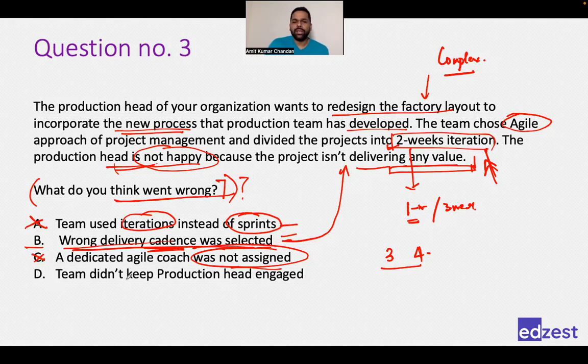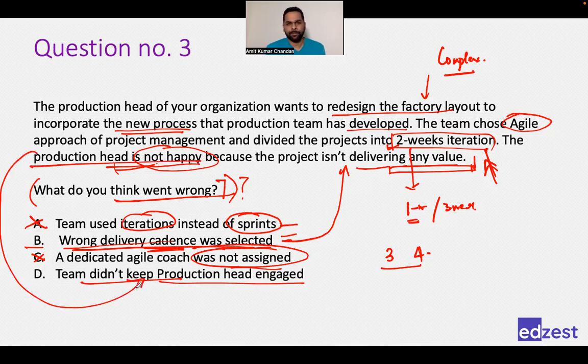Then we go to D. Team did not keep production head engaged. Now, if you misunderstand the question, then you may select this as a choice, that the production head is not happy because the team did not keep them engaged. But that's not the case. The cause is already mentioned in the question. Production is not happy because the project isn't delivering value. So you don't have to find another reason for why the production head is not happy. You have to find out why the project is not delivering value. So you are going for the root cause of unhappiness, or why the production head is suddenly sad.